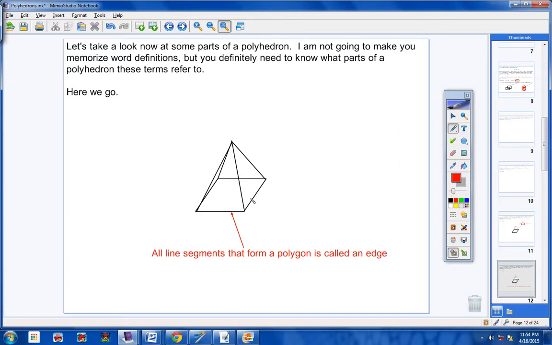Now, all line segments are called an edge. So this is an edge. This is an edge. This is an edge. This is an edge. This is an edge. Every line segment that forms a polygon is called an edge. And of course, all of these line segments form a polygon because every face has to be a polygon because we have a polyhedron. So each line segment is going to be an edge.